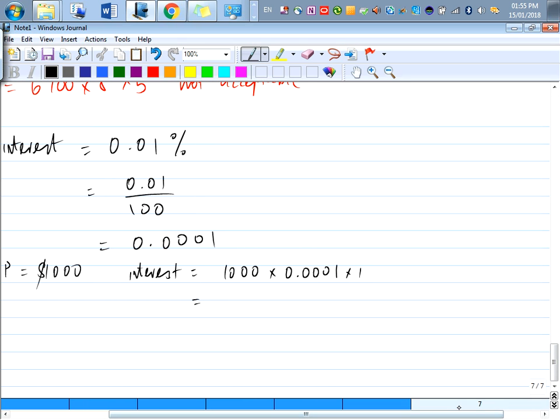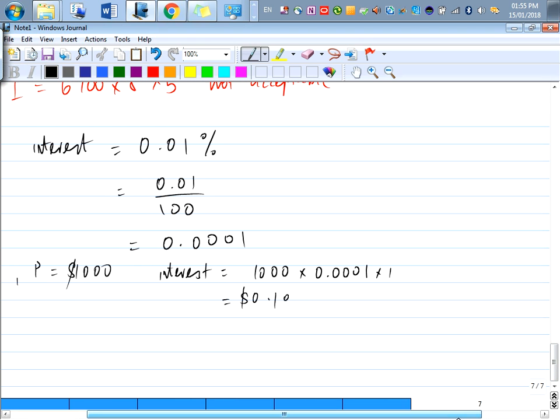How much is this? How much? Quick. $0.1. That means 10 cents. After 1 year, the bank gives you a grand total of 10 cents. Okay? Now, if I don't touch the money, I leave it in the bank, what do you think happens after 2 years? At the end of 1 year, your account balance is $1,000.10, right? This is after 1 year.